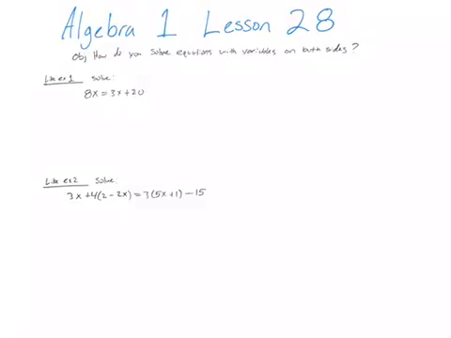Hello Algebra 1 students, this is lesson 28 and our objective is how do you solve equations with variables on both sides? And really the answer to that question is very much like the multi-step equations that we've already been solving and you already know how to do.